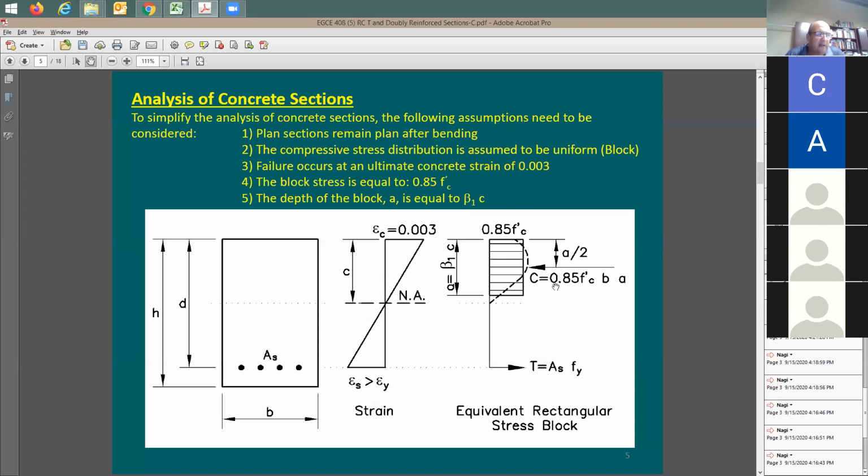Compression block depth is going to be equal to a, lowercase, which is equal to beta_1, a factor which is based on concrete strength, times c. And total compression force is going to be 0.85 f'c b times a, nothing new here. Location of this compression force is going to be right in the middle of the compression block. And C is going to be equal to T, nothing new. This is exactly what we have done before in our rectangular section analysis. And then your moment M sub n is going to be equal to T or C times the distance from the C to T, which is equal to what? It's going to be d minus a over 2.